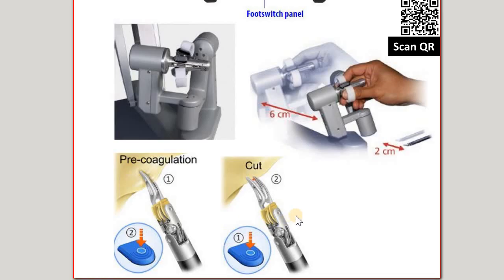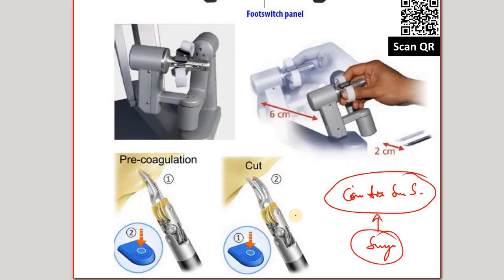Okay. Remember, this operation cannot be done entirely by the robotic surgery system. This is basically a computer assisted surgical system. That means this system must be assisted by the doctor, the surgeon. It is the surgeon who is the controller. Remember this, the surgeon is the controller.